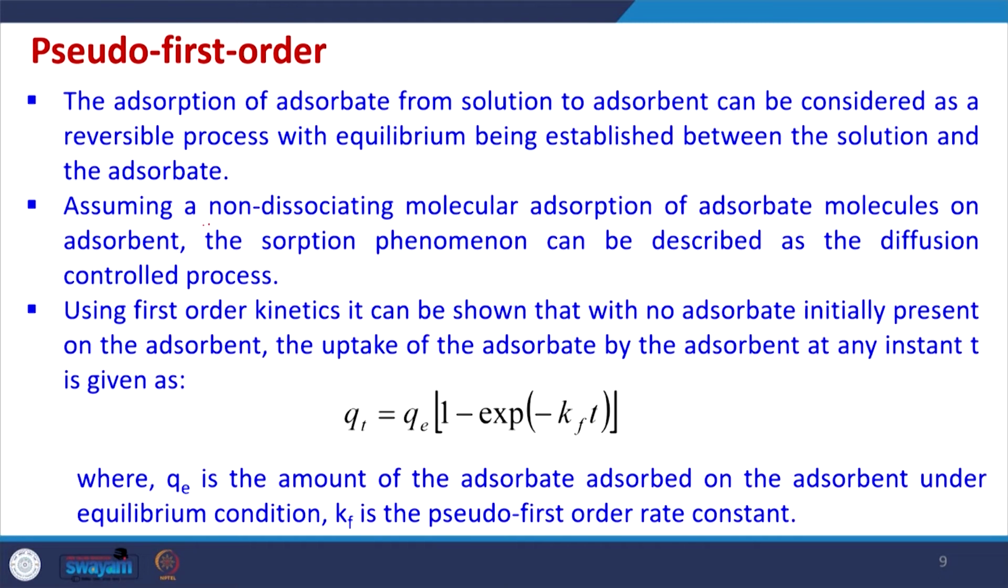So it is a non-dissociating molecular adsorption of adsorbate molecules, and this can be described as a diffusion control process using first order kinetics. In first order kinetics, what we assume is how far away it is from equilibrium. Using that approach, dq/dt is directly proportional to (qe - qt), which is the driving force or the difference with respect to equilibrium, and if you solve under certain conditions, we get this particular equation, which is called the pseudo first order model.